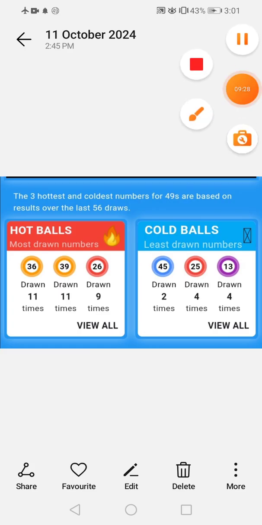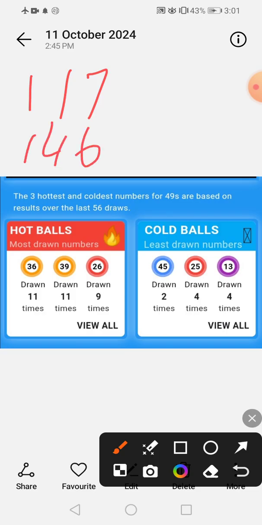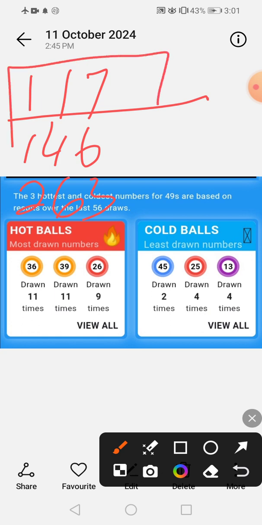Cool, let's go to code B. I'm doing both codes so that you guys can know exactly which one is the banker. Then the code B says 117, 146, 263. Normally Harriet likes to hit the numbers on top if she is going to use this. You see, code B was 147 on top, and code A is 117.